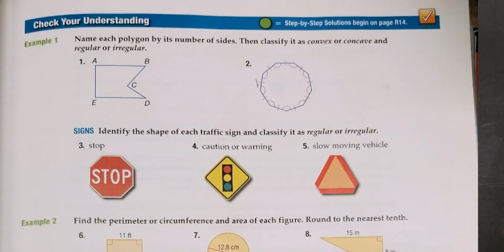Alright, so number 1, name each polygon by its number of sides, then classify it as convex or concave, and regular or irregular. So remember, for polygons, we go by number of sides. So 1, 2, 3. So number 1 has 1, 2, 3, 4, and 5. So that makes it a pentagon. It is concave because it looks like it's caving in on itself.